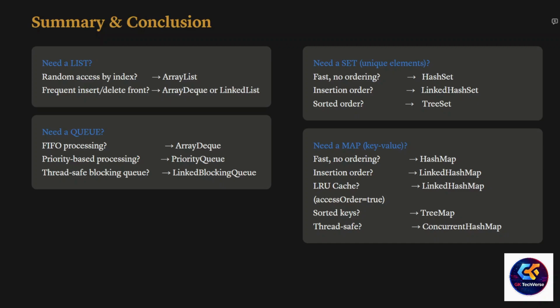Need a map, key value basically. Fast and no ordering required, go for HashMap. Insertion order is required, LinkedHashMap. If you want to build a least recently used cache, that is an LRU cache, you go for LinkedHashMap. Sorted keys, TreeMap. Thread safe, ConcurrentHashMap. Need a queue? First in first out, you go for ArrayDeque. Priority based ordering, PriorityQueue. Thread safe, blocking queue, LinkedBlockingQueue.